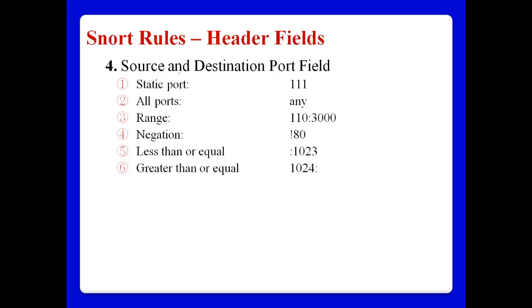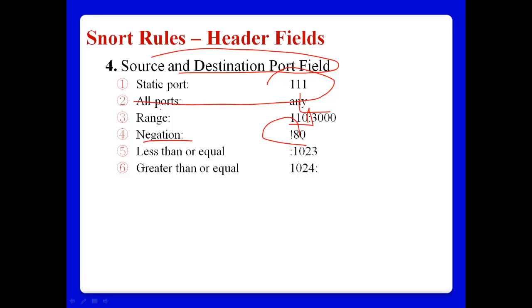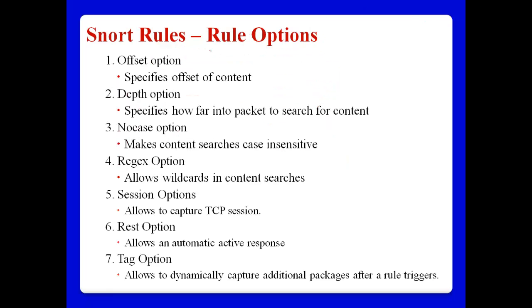For the source and destination port field, we can use a static port number, any for all ports, and for a range between port numbers we use only the colon. Negation like this, the exclamation mark, means not port number 80. Less than or equal is a colon and then the port number, and greater than or equal is the port number and then a colon, like this.